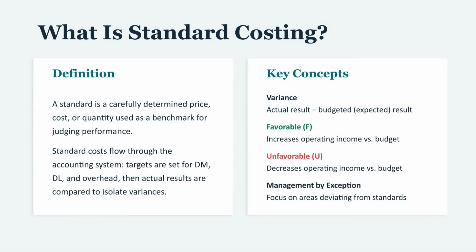A standard costing system defines benchmark prices, costs or quantities for materials, labor, and overhead. Actual results are compared against these standards to calculate variances, differences that are either favorable, improving income, or unfavorable, reducing income. Management by exception means focusing on significant variances that demand investigation.